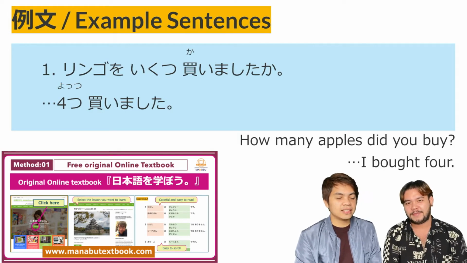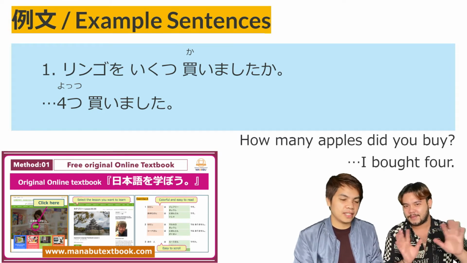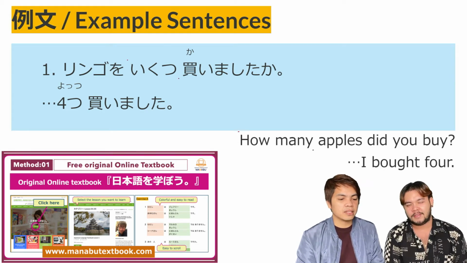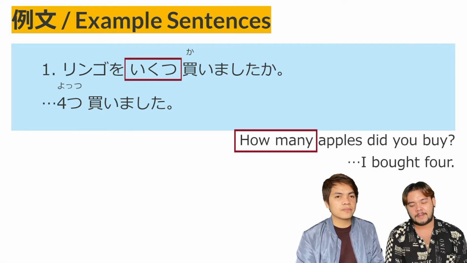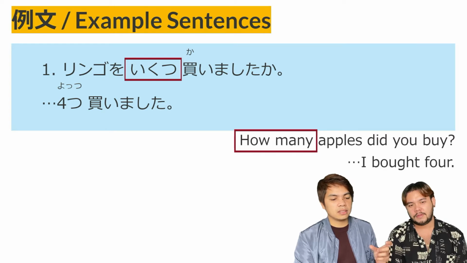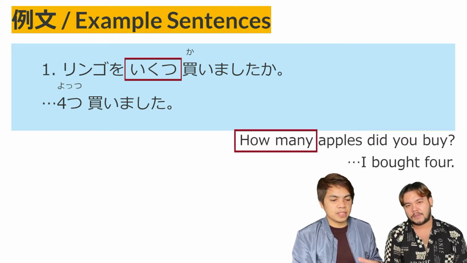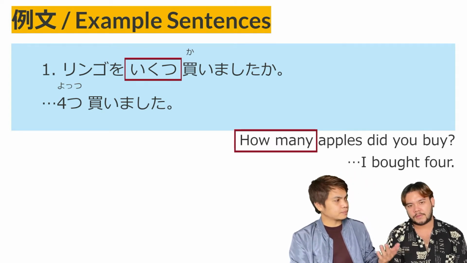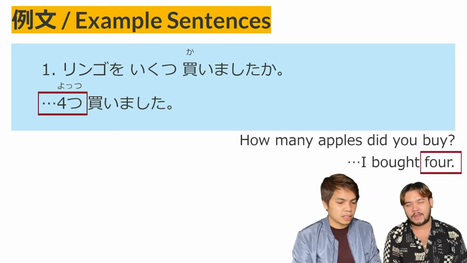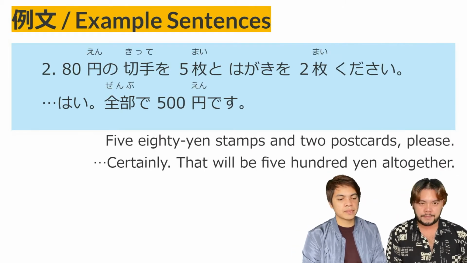So we are now on the example sentences. Once again, Mr. Van will join us today. Number 1, Ringo o ikutsu kaimashita ka? How many apples did you buy? The word ikutsu is the interrogative for how many. Kaimashita ka? Yottsu kaimashita. So, I bought 4 pieces.